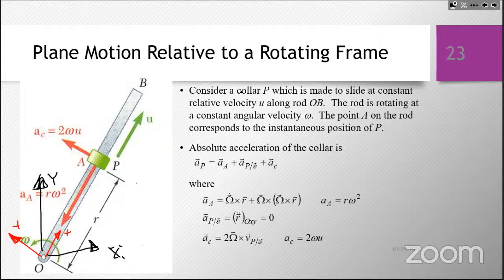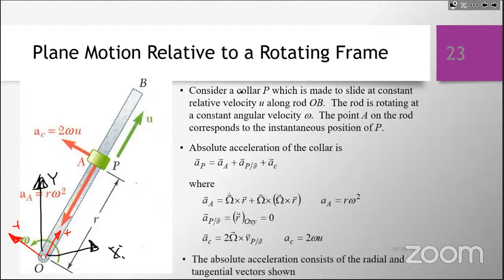So if we add up R omega squared plus 2 omega u, we'll get some vector for the acceleration of point P. We can write that in terms of our global reference frame, the black one, capital X, capital Y. Another way of thinking about this is we have radial and tangential vectors.